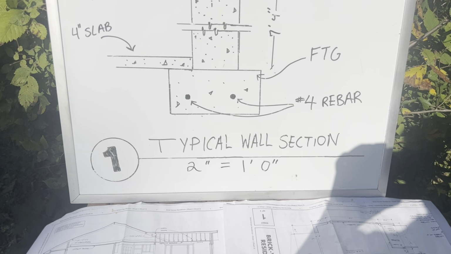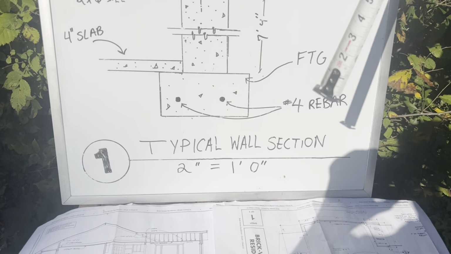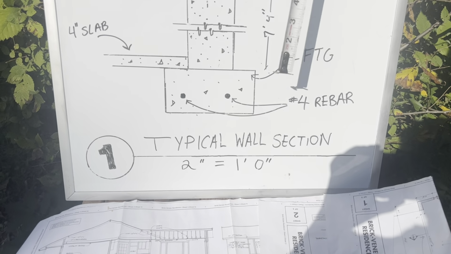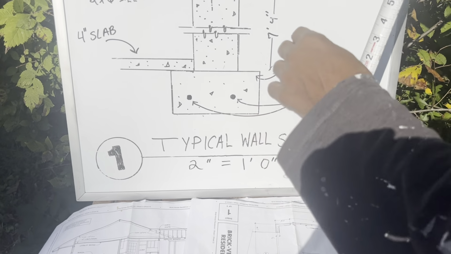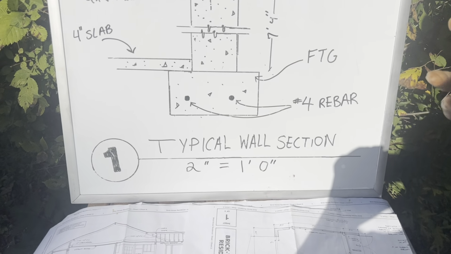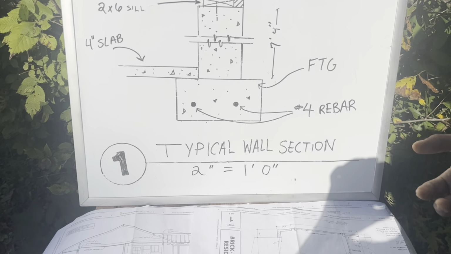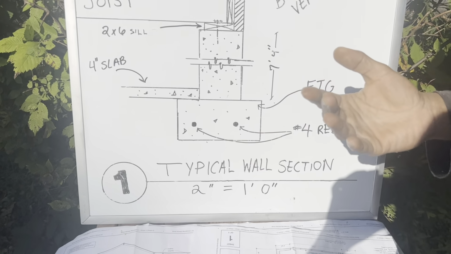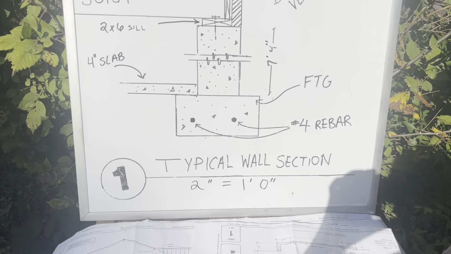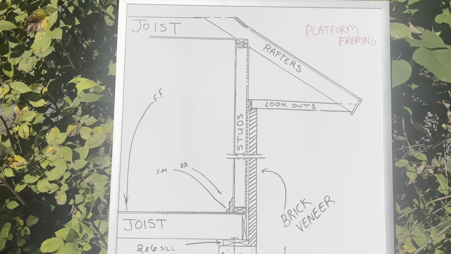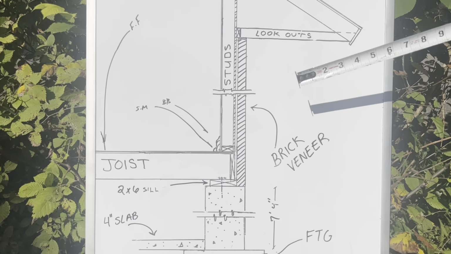Now what that means is that if I was to use this measuring tape and actually measure this drawing, every 2 inches would be 1 foot on the actual structure, okay? That's what it means to be drawing to scale. However, this drawing is not drawn to scale, okay? It's just my drawing that I blew up off these prints, something for y'all to understand, okay? Now let's talk about it. Okay, this is a typical wall section.